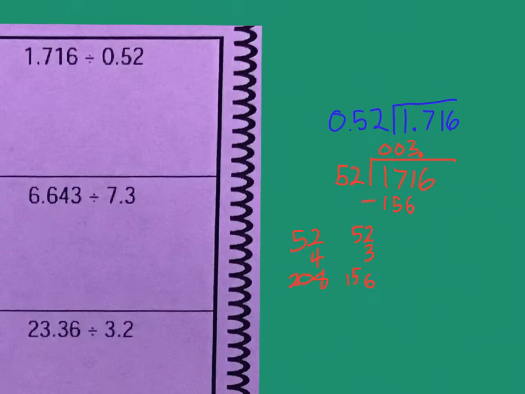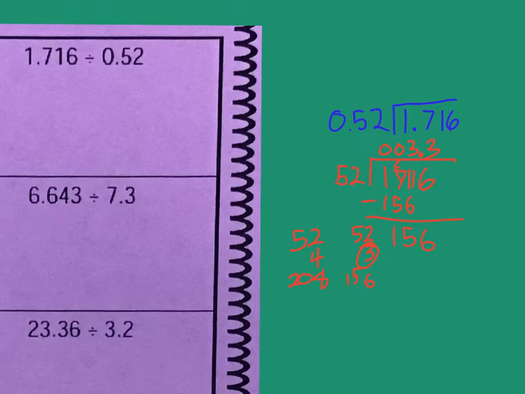156, subtract, I have to borrow, that's 5, that's 1, bring down my 6. Oh, well, look at that. It goes 3 times again. Well, that helped me out. So when I get to that last digit right there, I'm done. So my answer is 3 3/10.